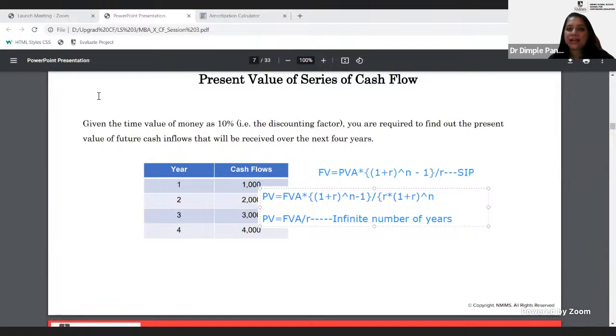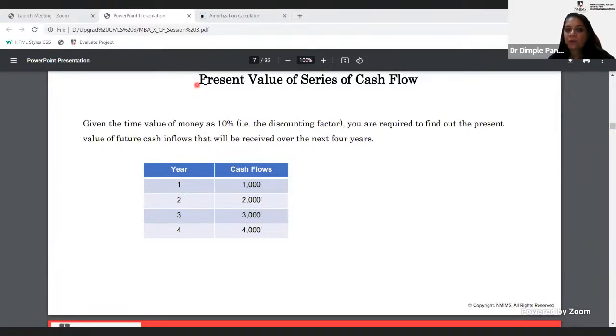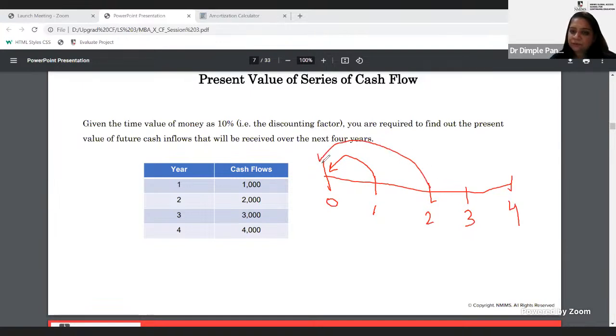Now coming to multiple cash flows, what is the understanding of multiple cash flows? You know the amount that you're going to receive in the first year, second year, third year, and fourth year, and you want to find out the present value of that amount. So you need to discount all of them to the present. How would you do that? What formula will you use? Present value is equal to future value divided by (1 plus r) raised to n.